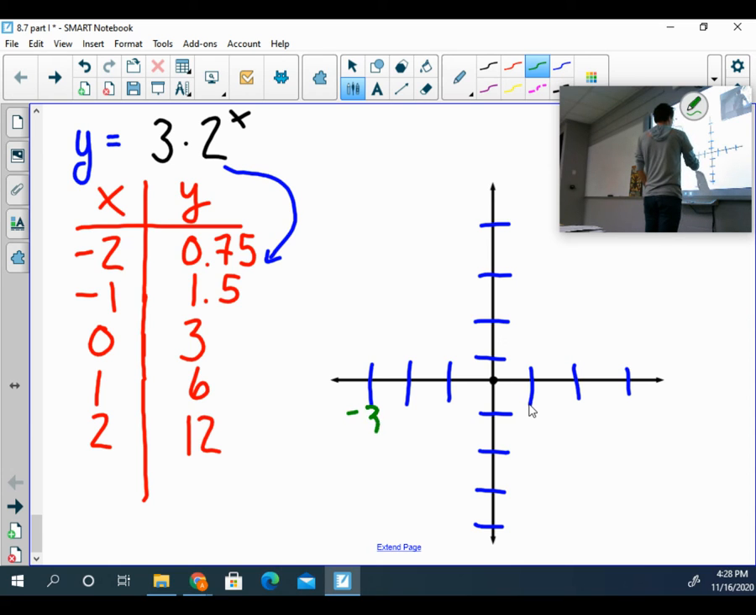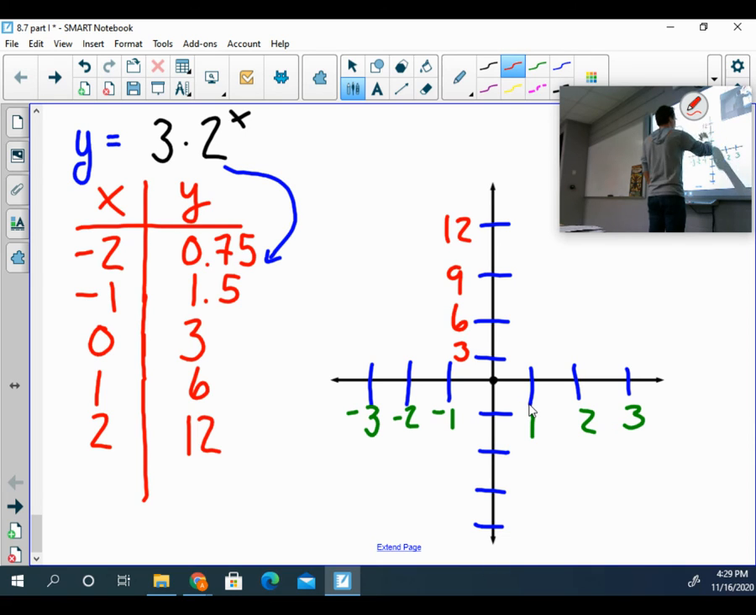On my x-axis, again, I'm going to go over by ones. My y-axis, I think I'll go up by threes. You could have chosen something a little different.